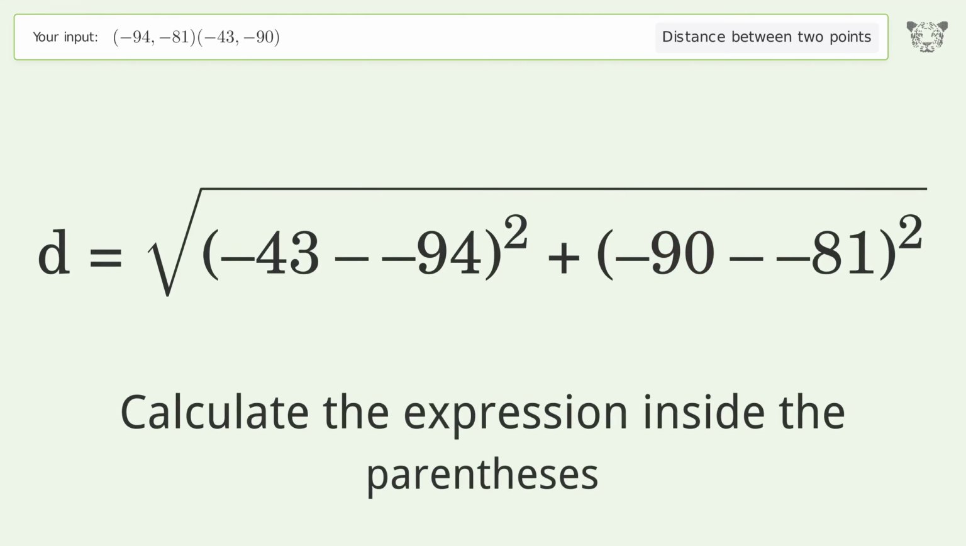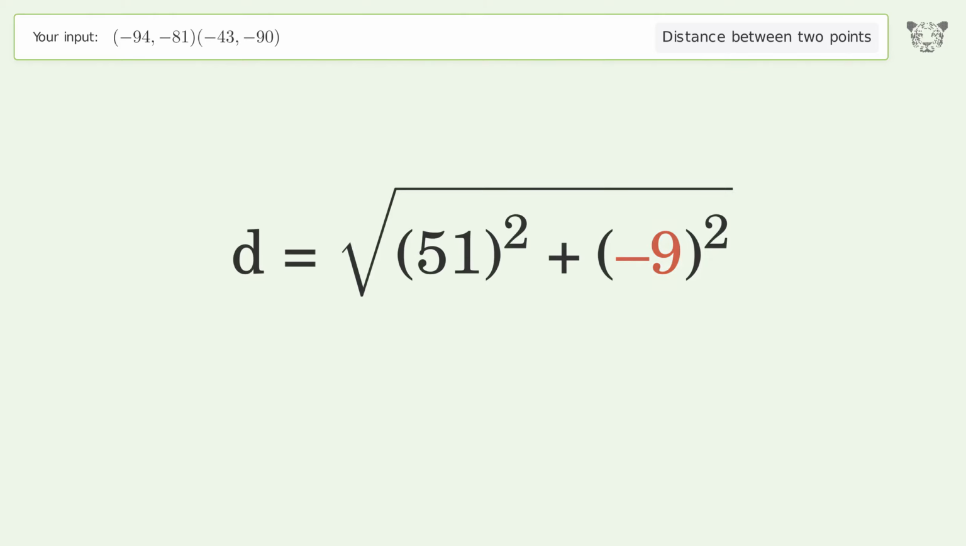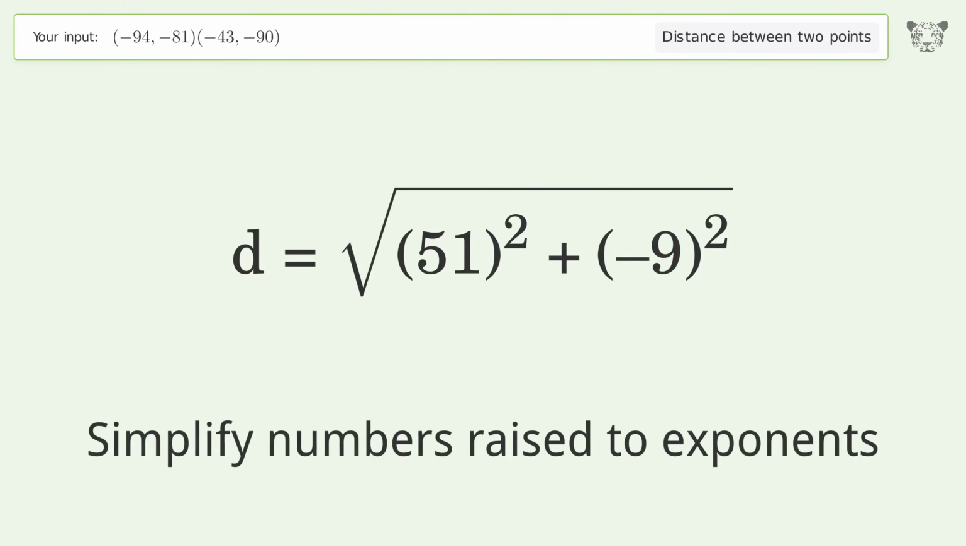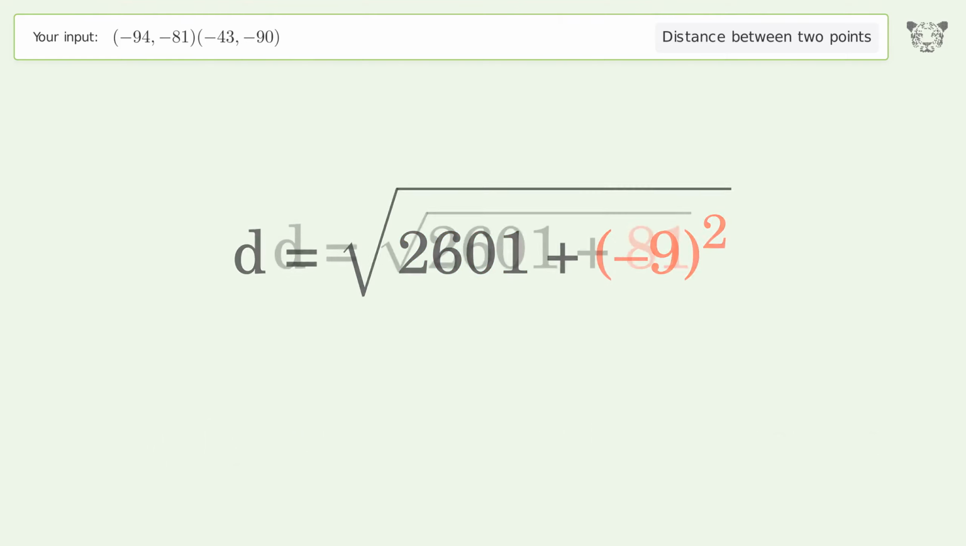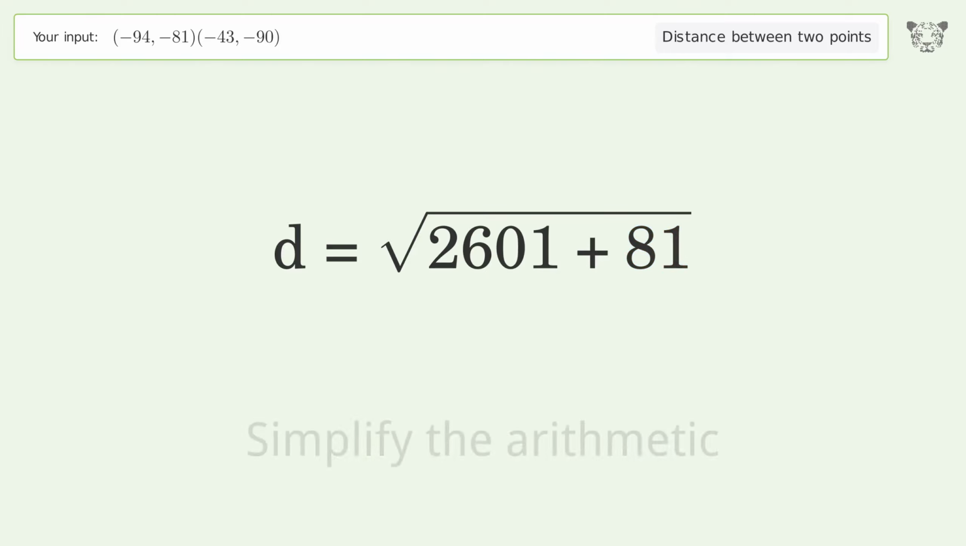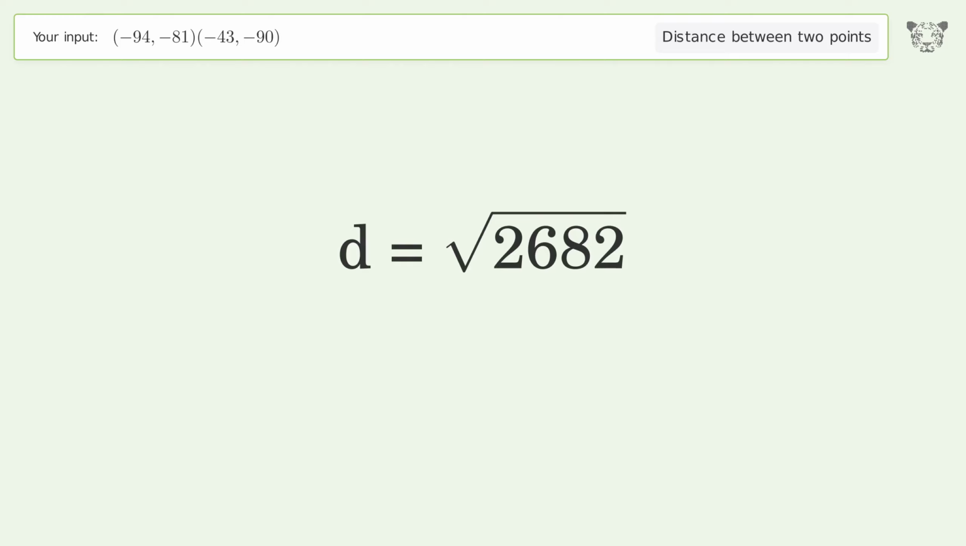Calculate the expression inside the parentheses. Simplify numbers raised to exponents. Simplify the arithmetic. And so the distance between the 2 points is the square root of 2682, or 51.788.